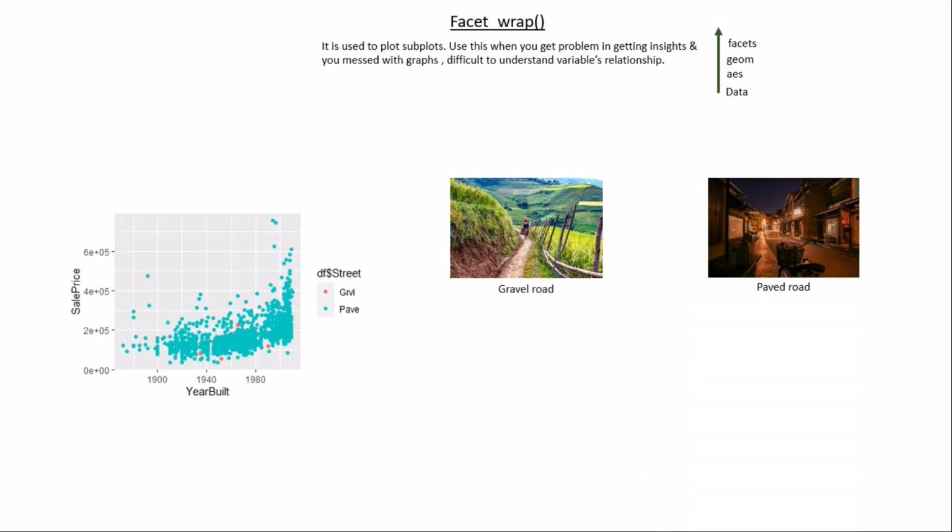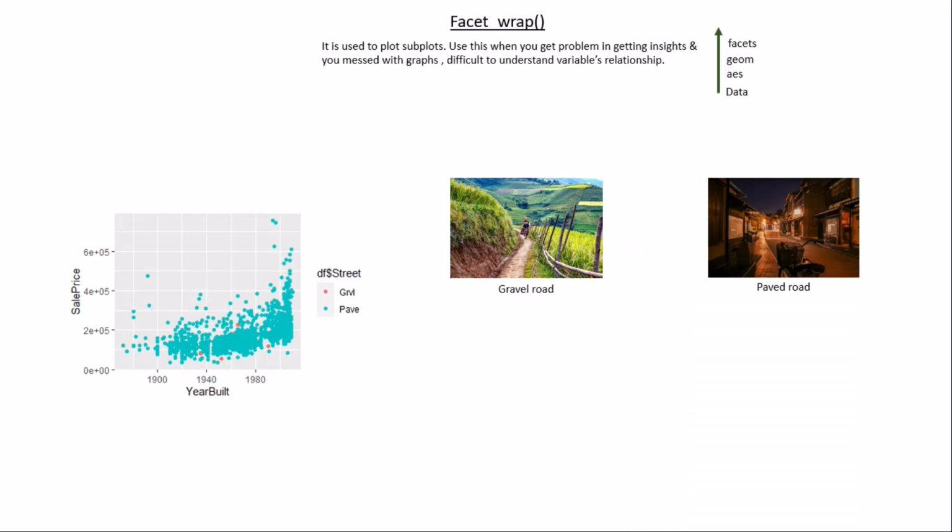You can use this when you are having a problem getting insights, meaning you are not able to understand the dataset, you are messed up with the graph, and you find it difficult to understand the relationship between the variables. In that scenario you can use the facet wrap.